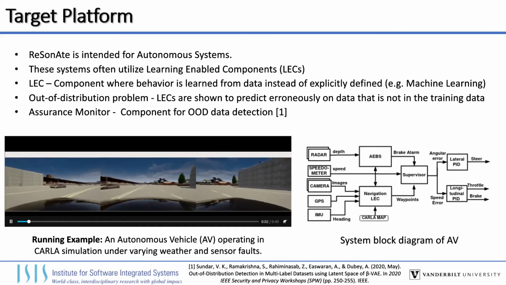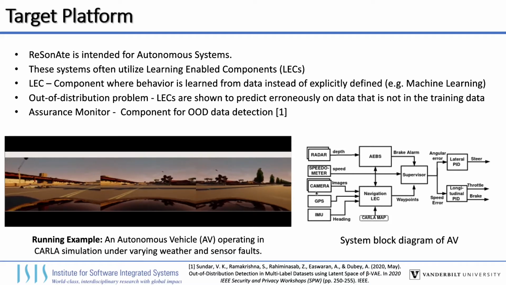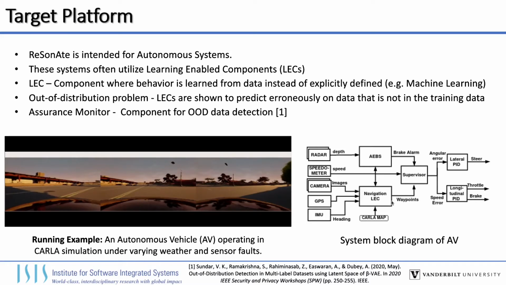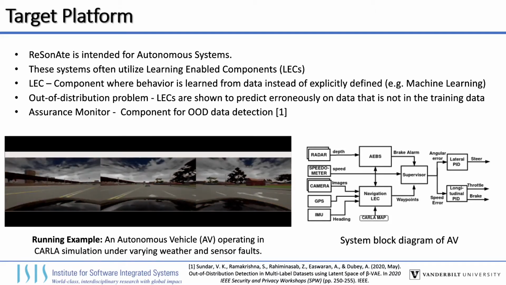So our target platform is an autonomous vehicle in the Carla simulator. You can see here as it drives through a city with 3 forward-looking cameras. The images from these cameras are fed into a neural net, labeled here the navigation LEC, or learning-enabled component, which I'll address in just a moment. This neural net produces waypoints. These are very fine-grained, detailed waypoints at a sub-meter level, which tell us how to control the car.